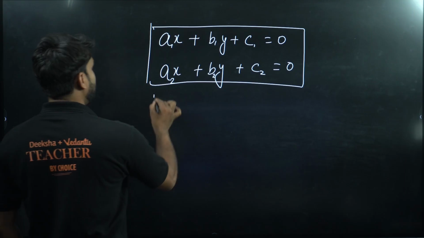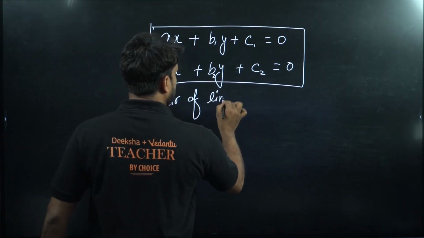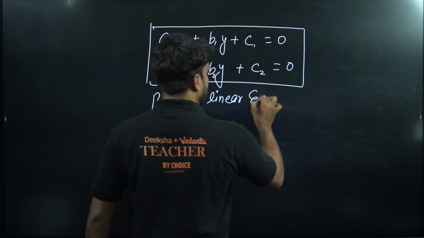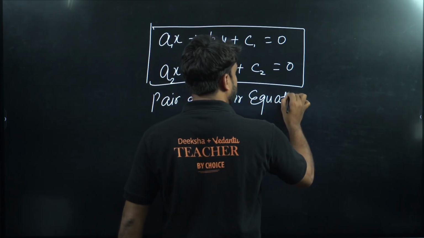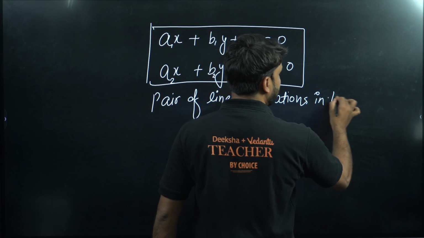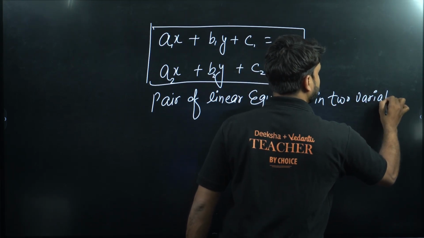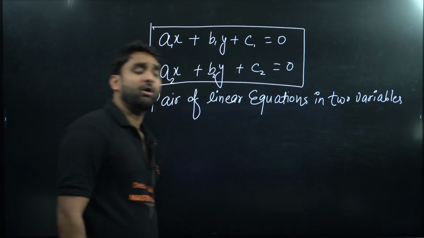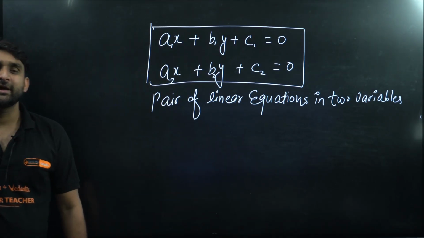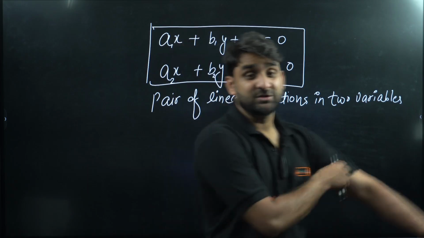So this is the proper pair of linear equations. Linear equations in how many variables? x and y, means two variables are there. So this is a pair of linear equations in two variables. I hope this is clear to you all. Pair of linear equations in two variables.